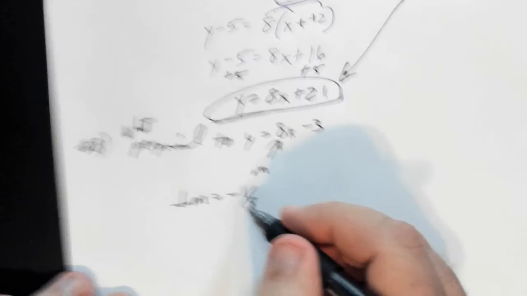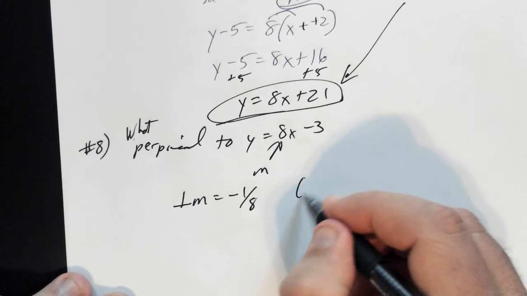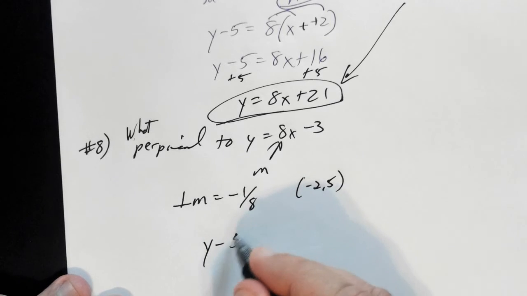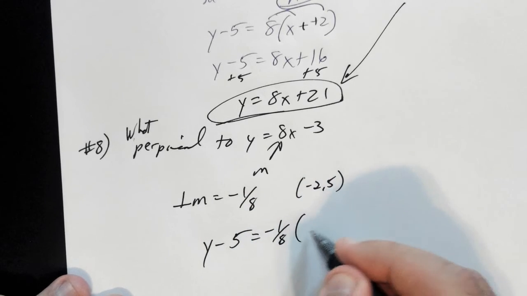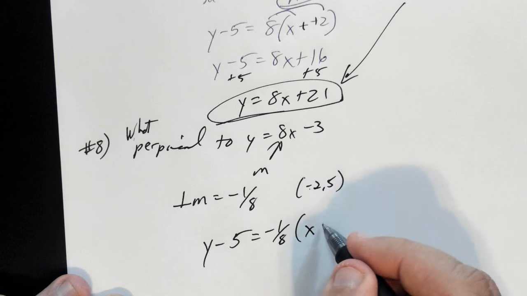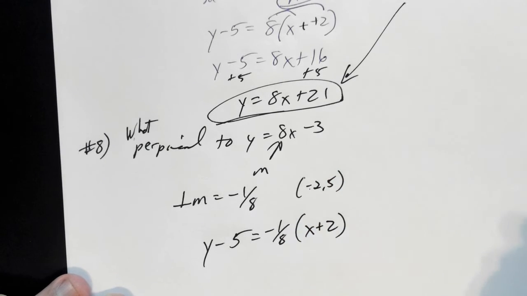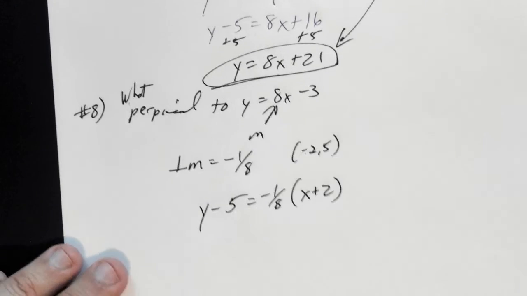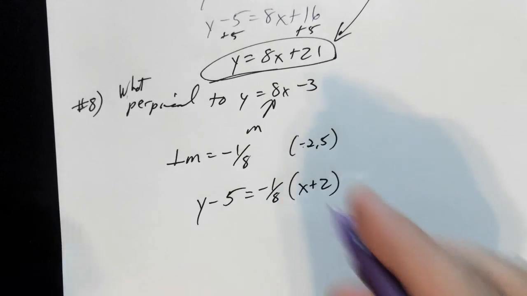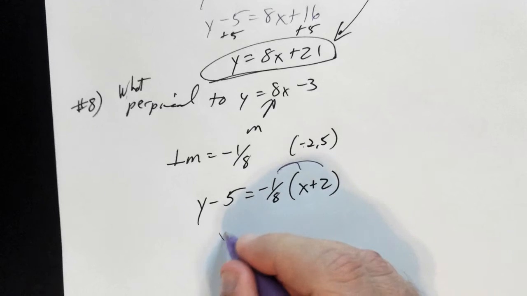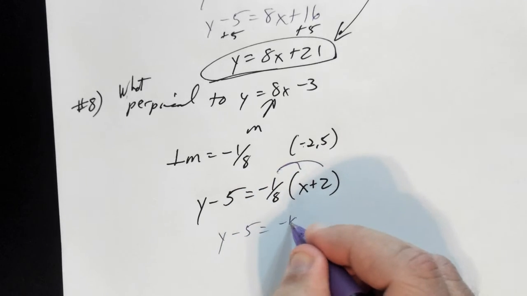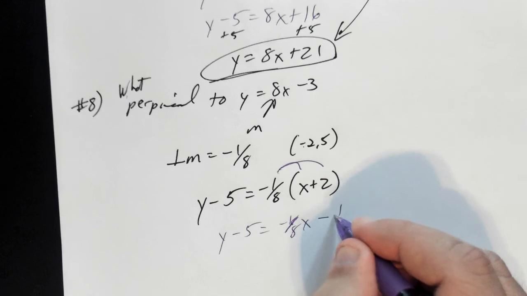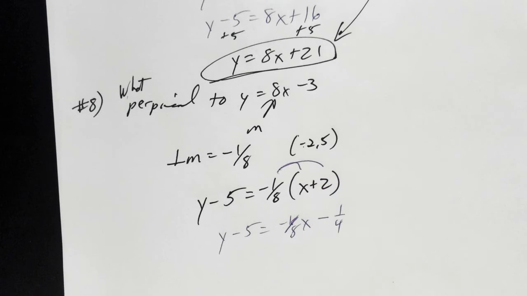Okay, so now we're going to use that as my slope and the point negative 2, 5. So I have y minus 5 is equal to negative 1/8 times x minus a negative 2, which is plus 2, just like before. Same problem, right? Except I'm going to have a different slope. So now I'm going to distribute. So this is going to be negative 1/8x minus 1 over 4. Okay?